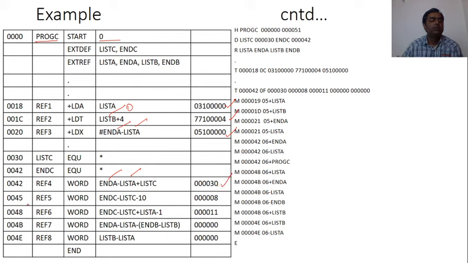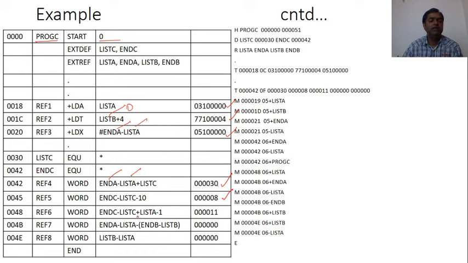At address 0045, end C minus list C minus 10, I can find out the value. That means we can find out the whole expression here. So the object code becomes the value of this expression, 000008.